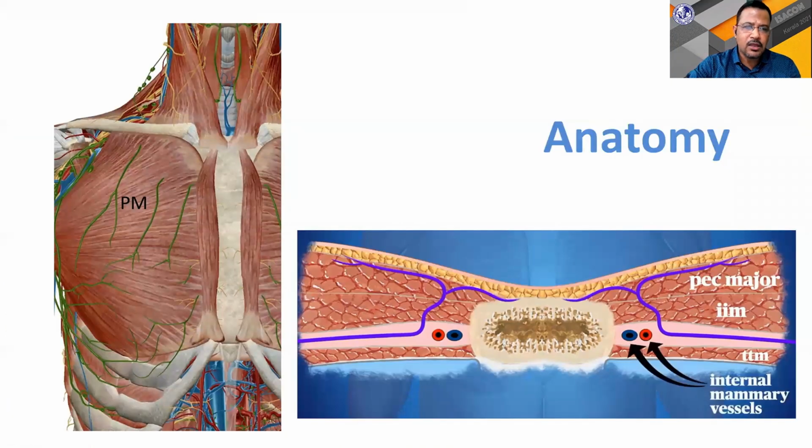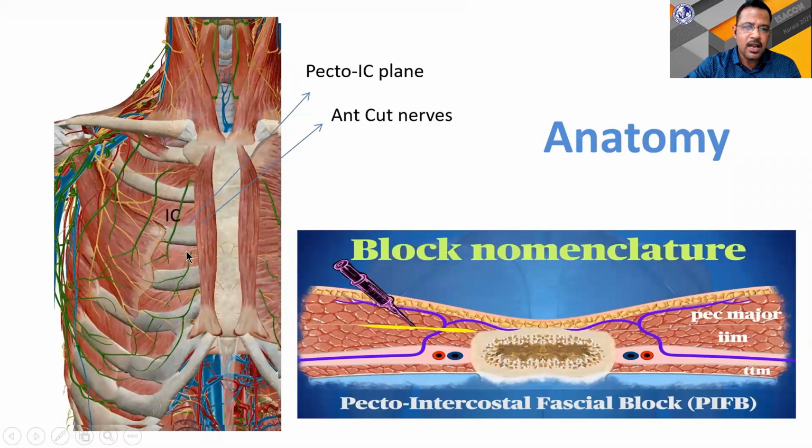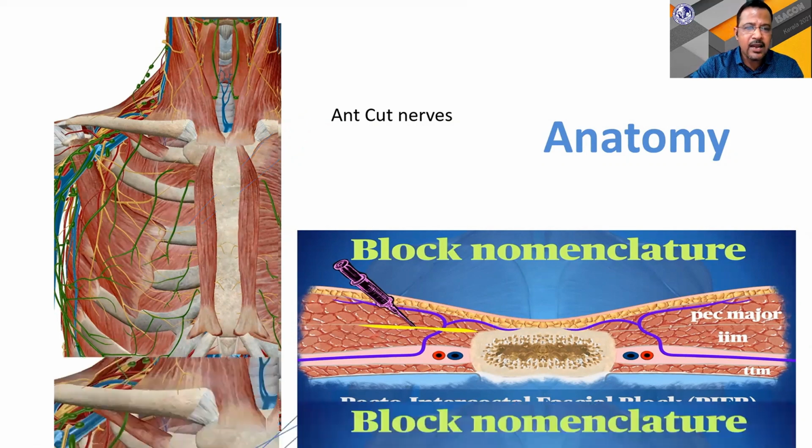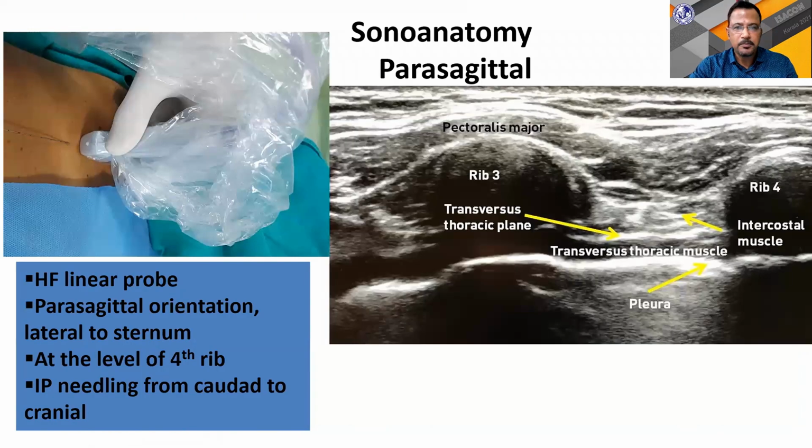So coming to the anatomy, this is the pec major muscle. As I remove the pec major muscle, you can see the intercostal muscle and the anterior cutaneous branches. If I deposit the drug between the pec major muscle and the intercostal muscle, it becomes a pectointercostal fascial plane block. And as I remove the intercostal muscle, you can see the slips of the transverse thoracic muscle here, along with the internal mammary vessels and the anterior cutaneous branches. So if I deposit the drug between the intercostal muscle and the transverse thoracic muscle, it becomes a transverse thoracic plane block. You can do the block either in a parasagittal orientation or in a transverse orientation.